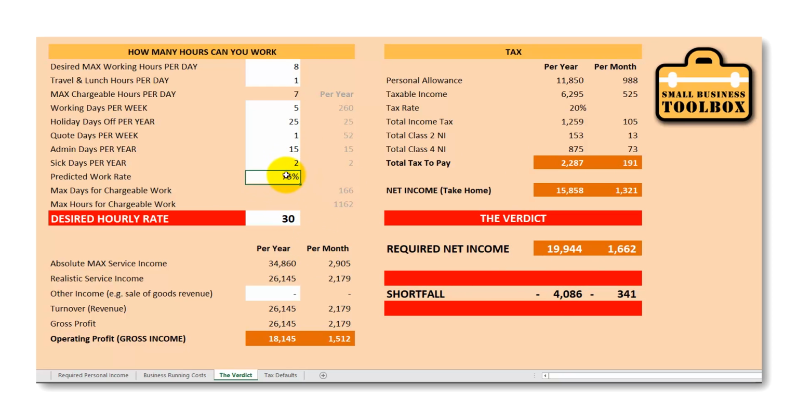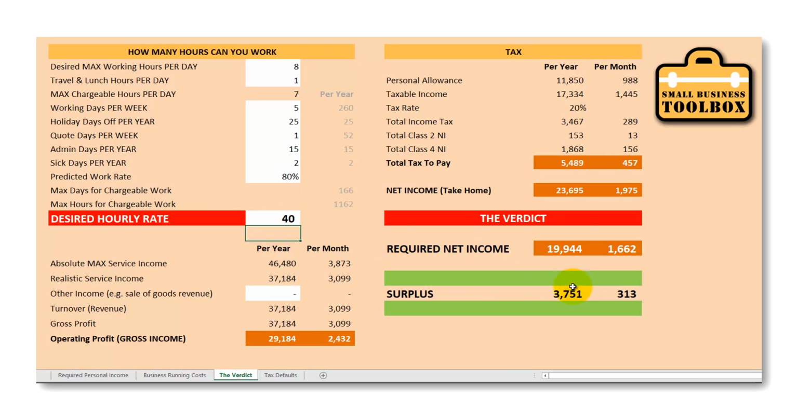So what can you do? Well, you can up your predicted work rate. We can go to 100%. That means that every day that's a chargeable day in a year, you're going to be doing work. That is unrealistic, but, you know, you'll just have to trust me on the fact that if you're running a services-based business, you're not going to be running at 100%. Let's say 80.